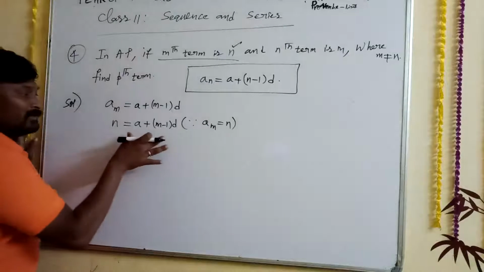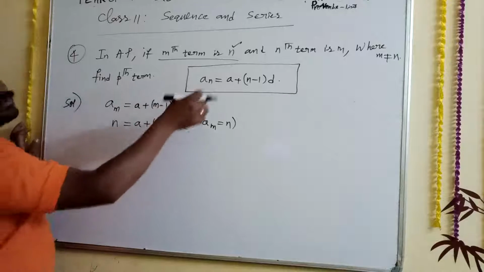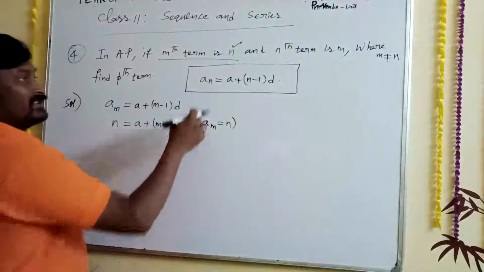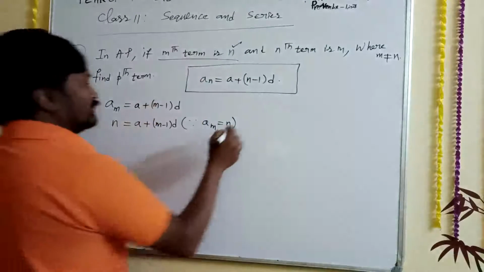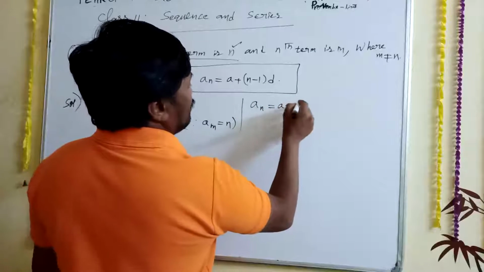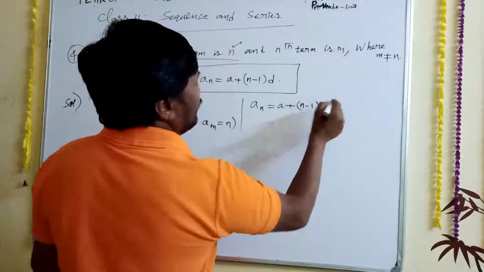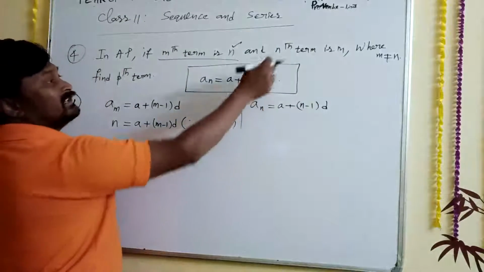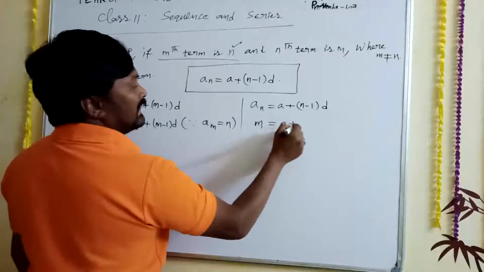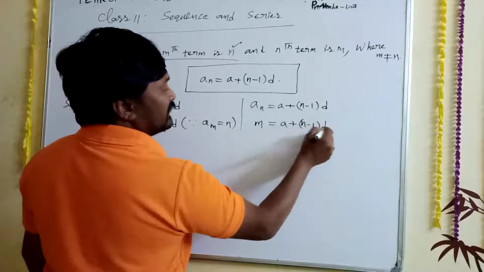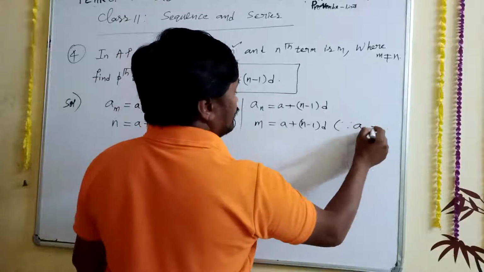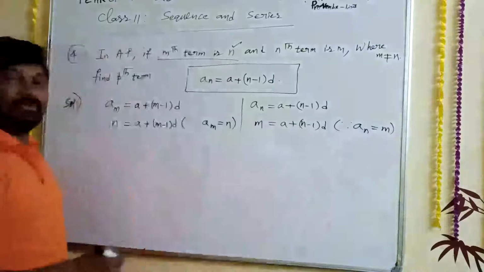So now, after writing this part, let us go for the second also. What is this? The nth term is m. So the nth term formula is this. Write down here itself: an is equal to a plus n minus 1 into d. Then what is the nth term? They said m. So write m is equal to a plus n minus 1 into d. Here write, since an is equal to m. This is given in your question.